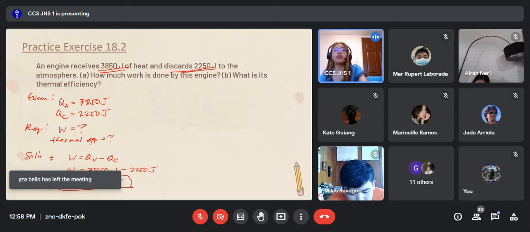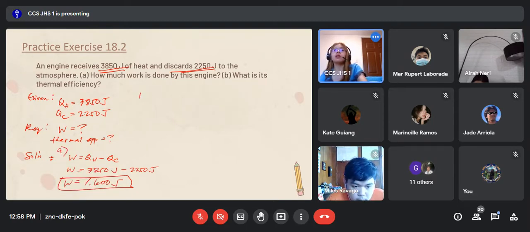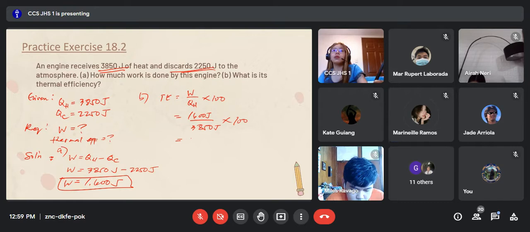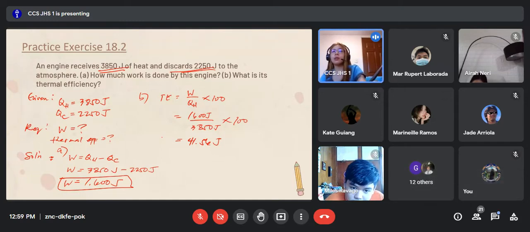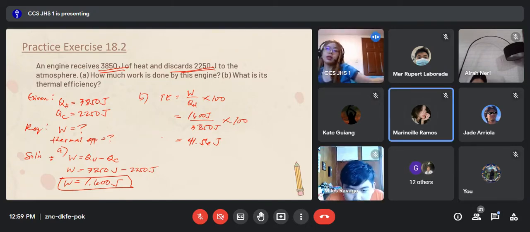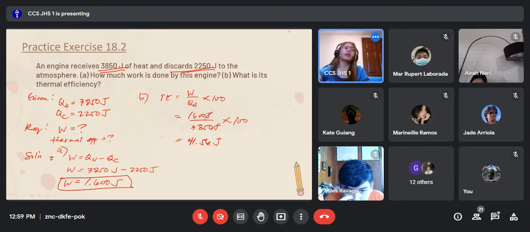Now, let's proceed to thermal efficiency for B. The formula is TE equals output work over input energy times 100. Substitute: 1,600 over QH, which is 3,850, times 100. The answer is 41.56. Same, 41.56. How about the others? Let's see, it is already multiplied. It is a percent already.